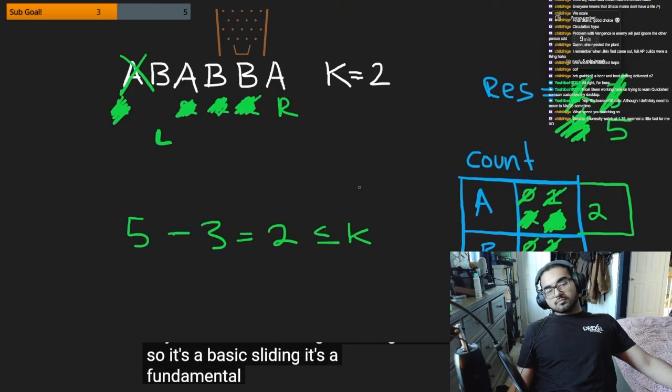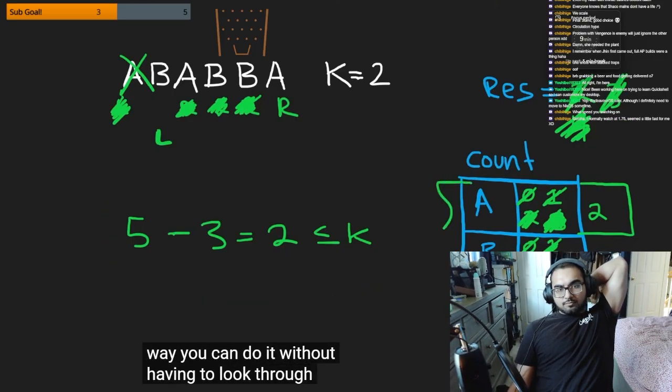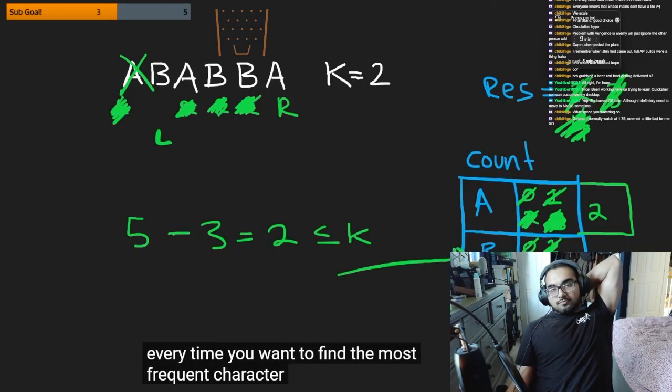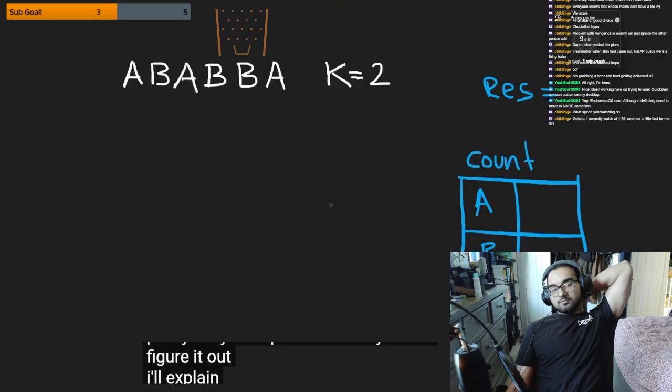So it's a fundamental sliding window problem with this particular condition being important. But there's actually one way you can do it without having to look through the entire hash map every time you want to find the most frequent character that occurs. And it's kind of tricky to arrive at the solution, but it's pretty easy to implement once you can figure it out. I'll explain the algorithm at a high level.